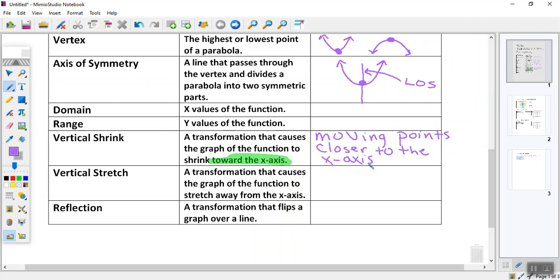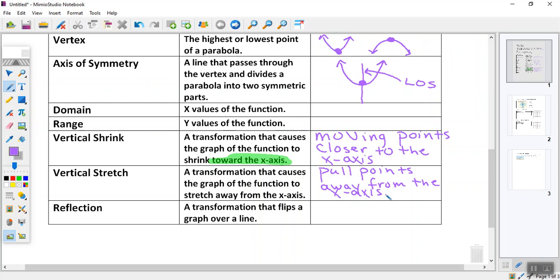All right, vertical stretch. A vertical stretch is going to be a transformation that causes the graph of the function to do what? Farther away. Yep, you're going to pull points away from the x-axis. Right?